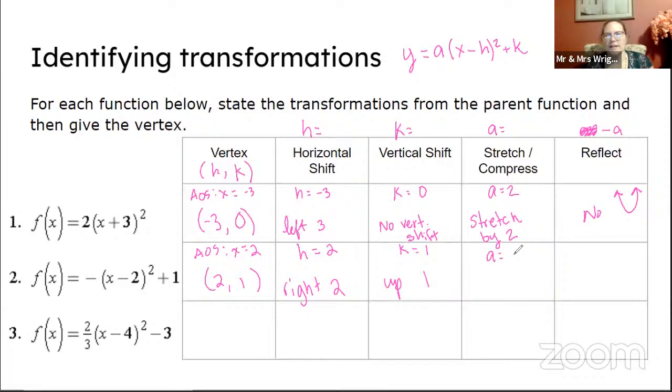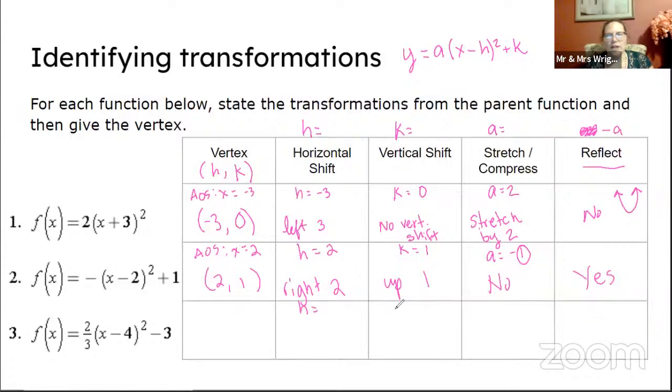A is -1. So already with the negative, I'm going to put a yes here. All right, so -1, it's not going to stretch or compress at all. 1 doesn't change anything. The negative changes the reflection, but the number 1 means that it's not going to stretch or compress at all. Okay.